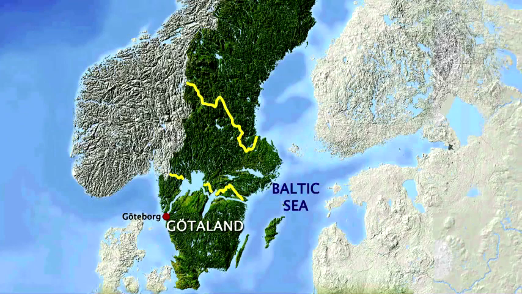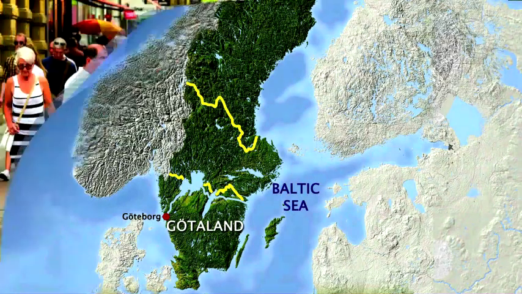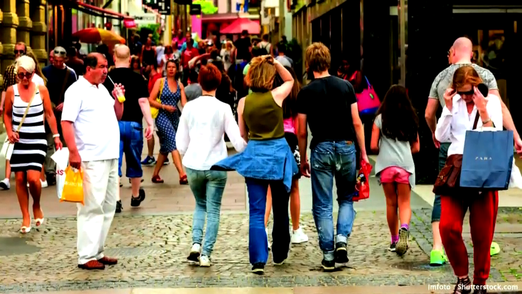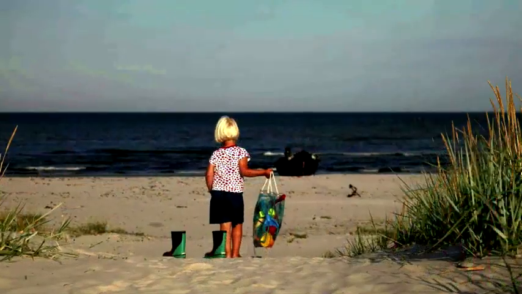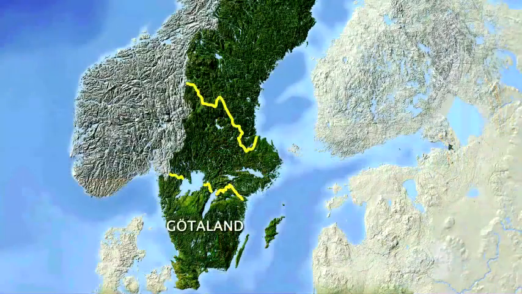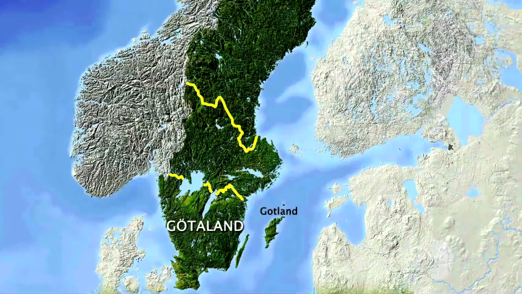Götaland is the most densely populated part of the country. This region also contains most of Sweden's popular sandy beaches, as well as the country's two largest islands, Gotland and Åland.